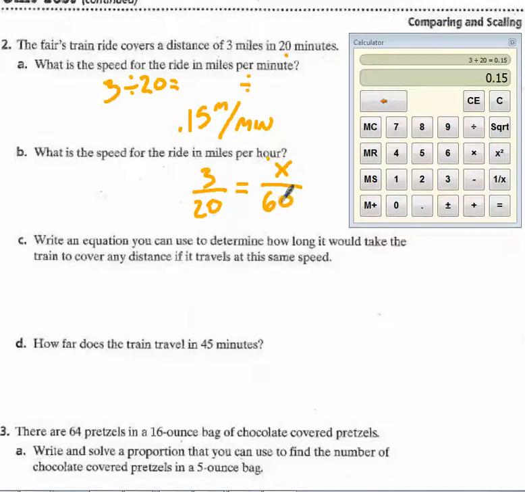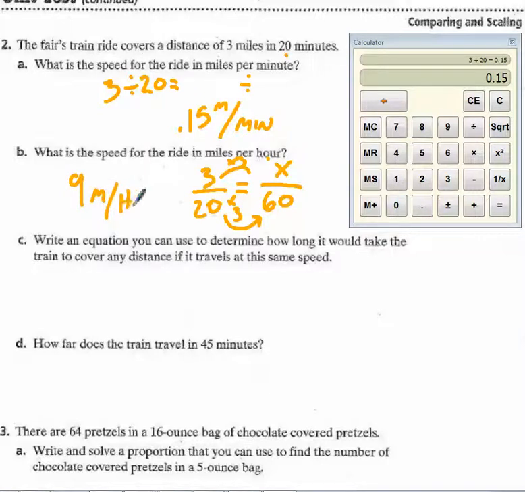Well, a couple ways you could do it. You could obviously cross multiply, but I think the easier way is to use the scale factor. Just like we said, there are 3 groups of 20, so I'm going to multiply by 3, multiply by 3. So we are going 9 miles per hour.